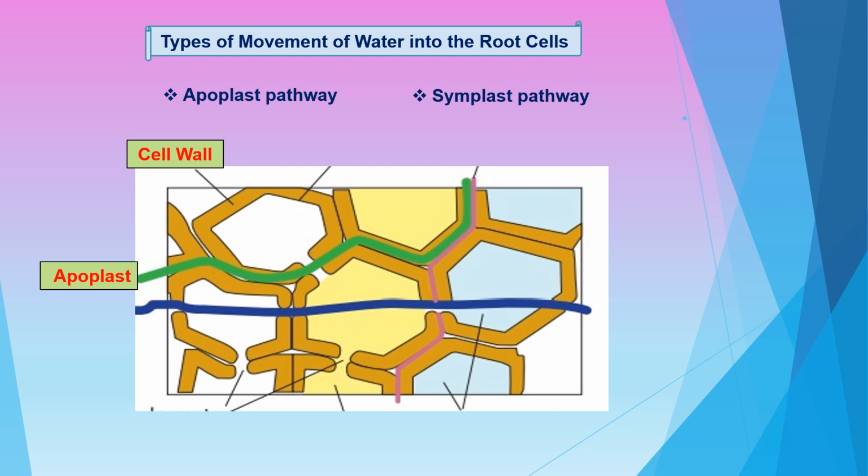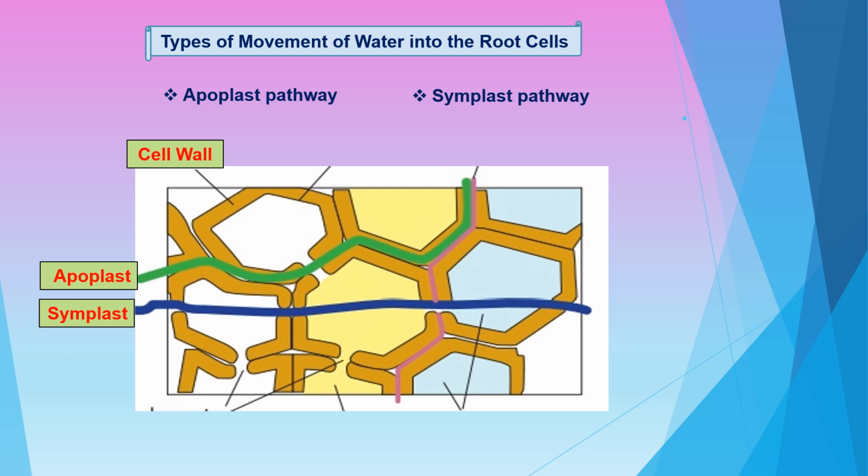This movement is dependent on the gradient. Gradient means the movement of ions or water molecules across the cell membrane into a region of higher concentration. That is gradient. So apoplastic movement depends on the gradient.